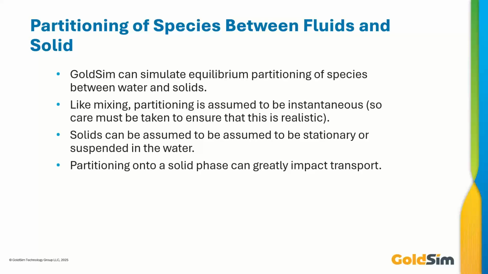Okay, the next thing I want to talk about is partitioning. This is important because partitioning can make a huge impact on your concentrations. So GoldSim can simulate equilibrium partitioning of species between water and solids. If you need to do non-equilibrium partitioning, you could do that too. It's way more complicated, so we won't talk about that. But equilibrium partitioning just means we have a partition coefficient, and if we have water and some solid in a cell, that partition coefficient determines the ratio of concentrations, and it's going to happen instantaneously.